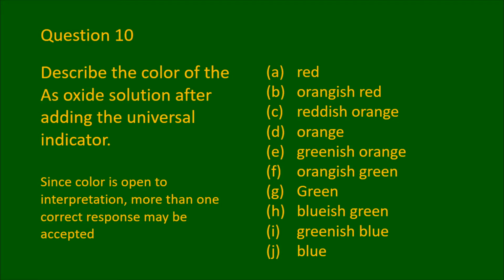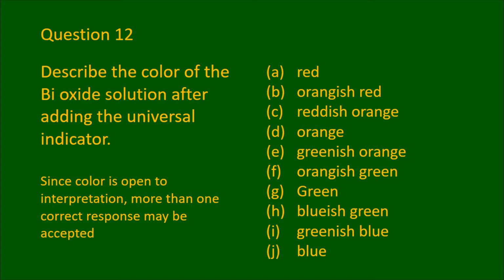Question 10. Describe the color of the arsenic oxide solution after adding the universal indicator. Question 11. Describe the color of the antimony oxide solution after adding the universal indicator. Question 12. Describe the color of the bismuth oxide solution after adding the universal indicator.